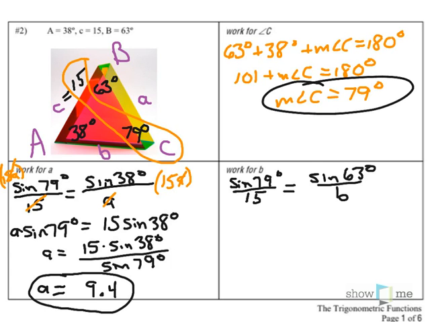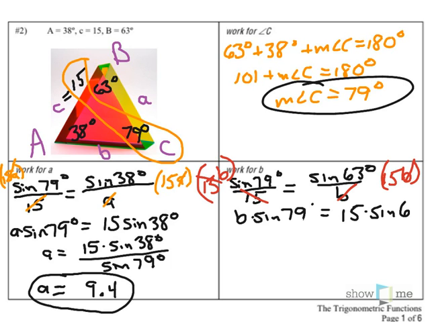If we do a similar thing here for work for B, if we multiply both sides by 15b, that's our denominators. Denominator means you're dividing by it. On the left, your 15's cancel. On your right, your b's cancel. So on the left, we get b times sine of 79 degrees. On the right, we get 15 times sine of 63 degrees. If we divide both sides by sine of 79, that's the division property of equality. And then put this in our calculator.